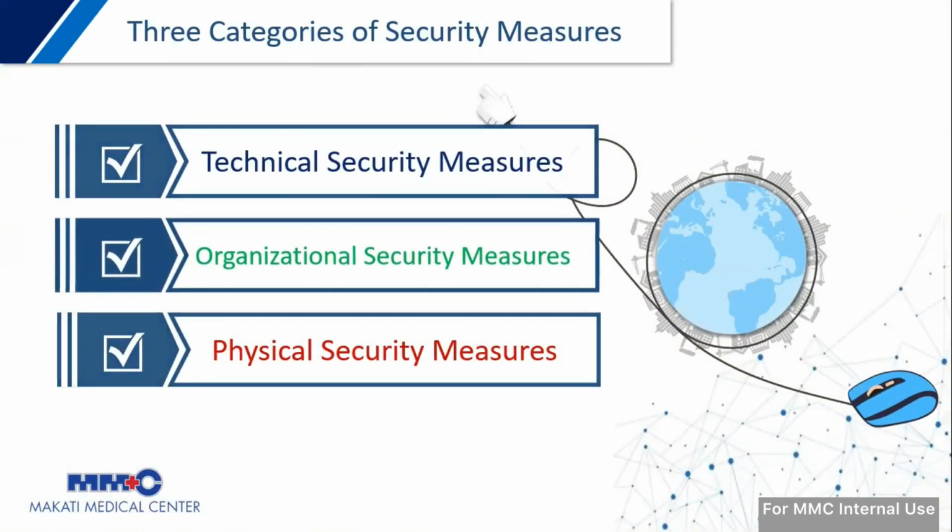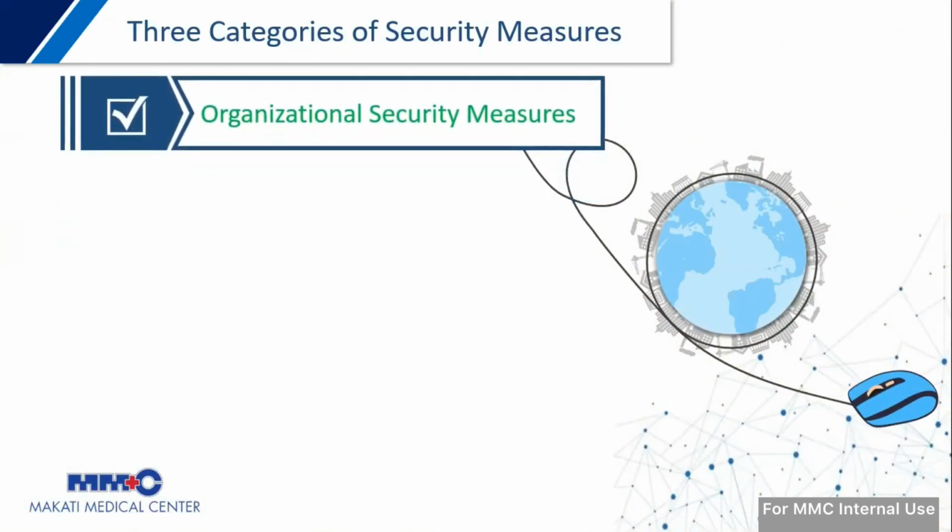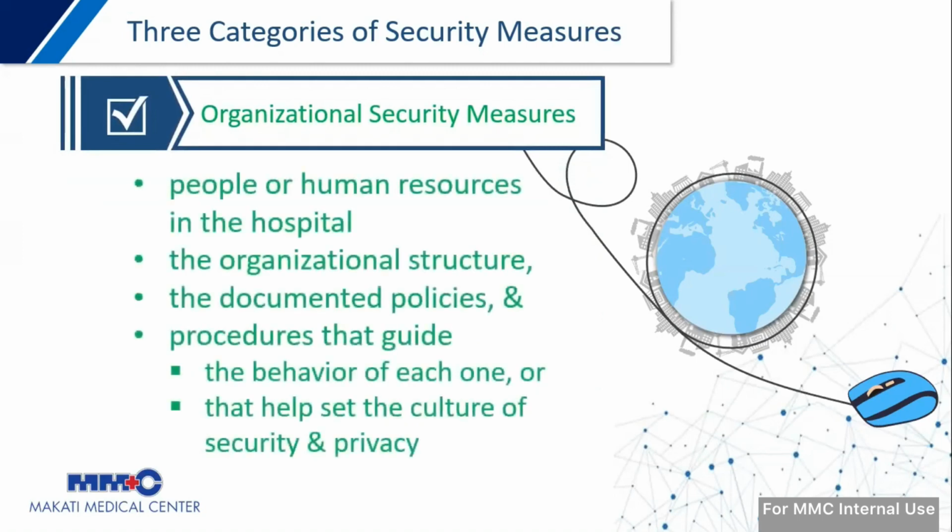Organizational security measures. Organizational security measures involve people or human resources in the hospital, the organizational structure, and the documented policies and procedures that guide the behavior of each one or that help set the culture of security and privacy.